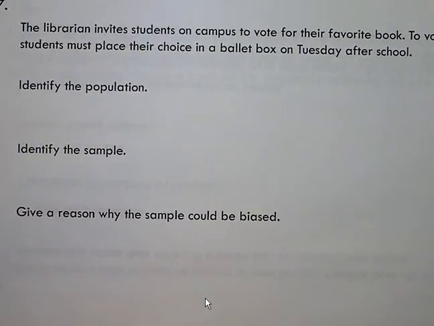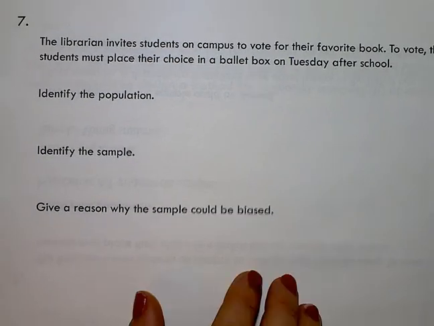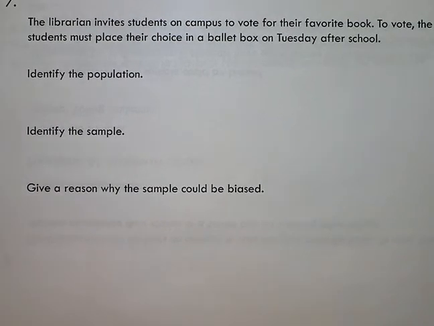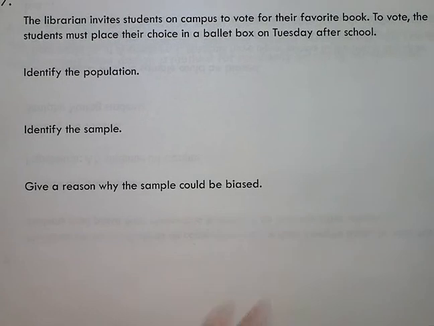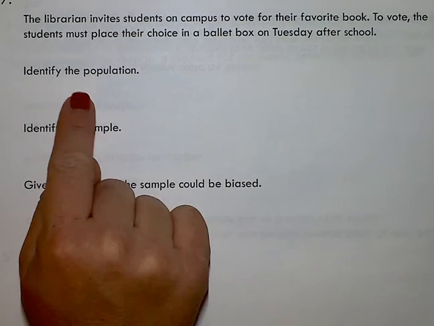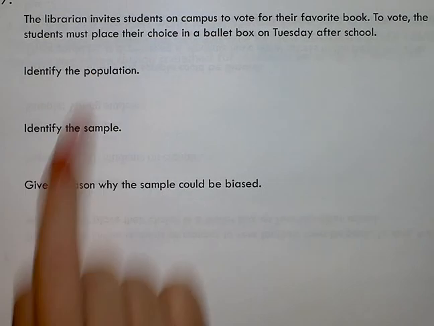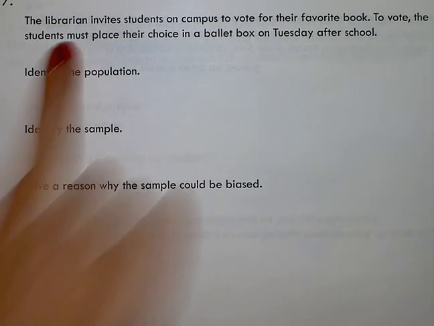I'm going to zoom out here so everybody can see it. And in this problem, we're going to talk about population, sample, and possible reasons for something being biased. The librarian invites students on campus to vote for their favorite book. To vote, students must place their choice in the ballot box on Tuesday after school. So there's one option to vote, it's Tuesday after school. As a group, you don't have to write anything down, I just want you to discuss what do you think is the population, the sample, and a possible bias for this problem. Begin.